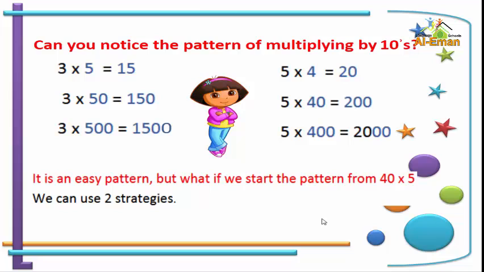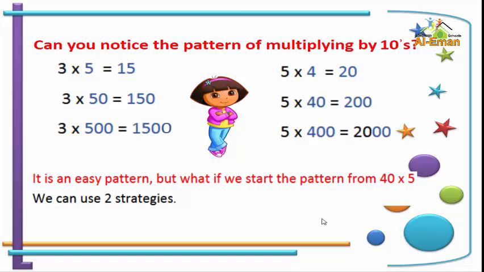Okay, 3 times 500. We have 2 zeros. First multiply 3 times 5 is 15, and then put the 2 zeros after it.